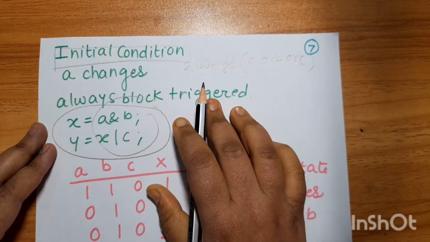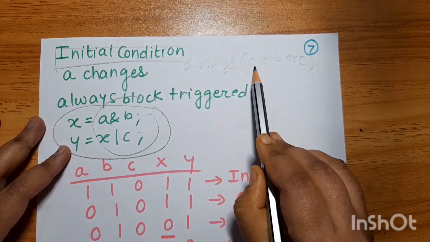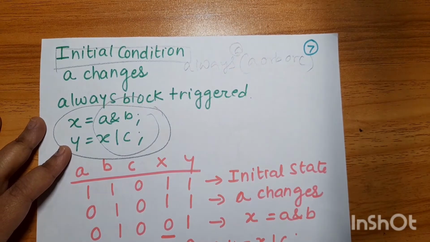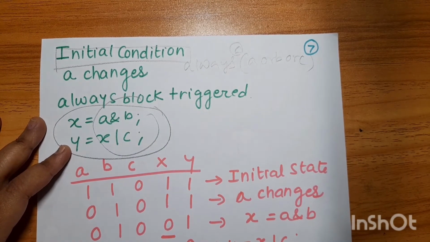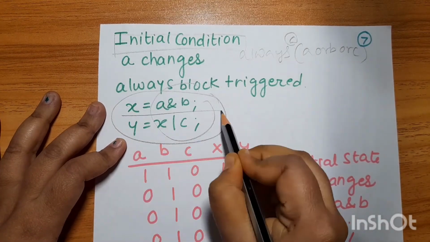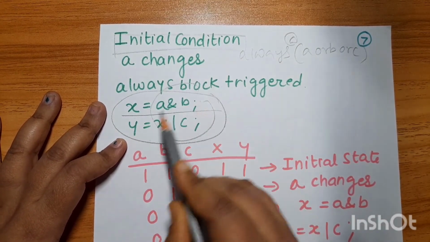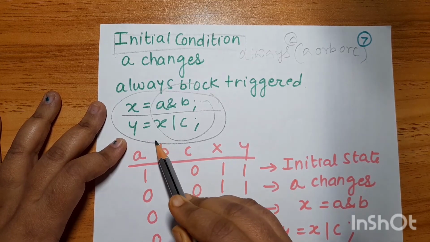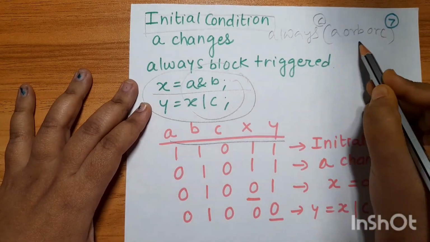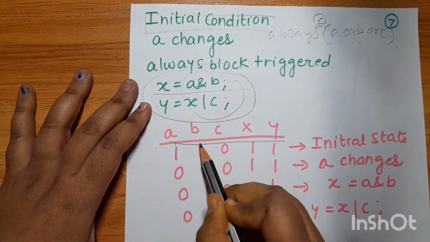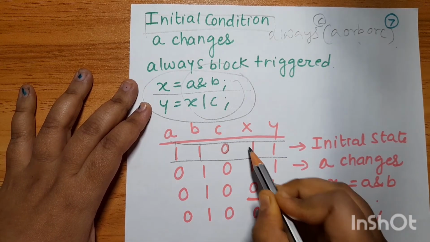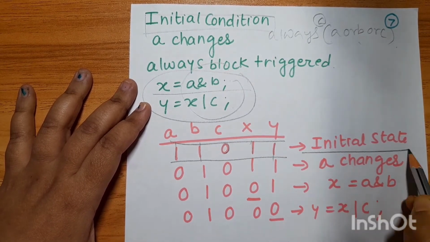Here we have the evaluation and assignment at the same time. So the initial condition is always @(A or B or C). Suppose either A, B or C changes, then only we will go inside the always block. First instruction is X = A and B, and second is Y = X or C. So initial state, suppose we have A, B, C values 1, 1, 0. Initial value X is 1 and Y is 1. This is the initial state.